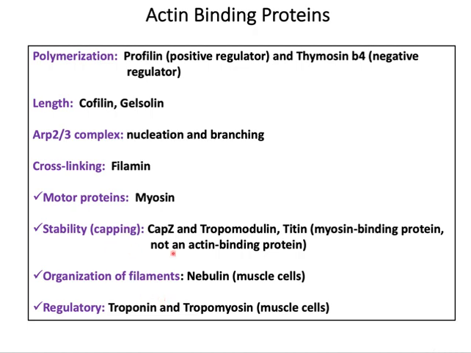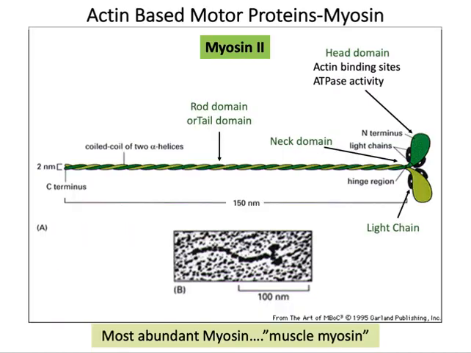These include CAP-Z and tropomodulin. I want to add another one, titin, which is not an actin-binding protein, but a myosin-binding protein. And the other proteins involved in the organization of filaments, such as nebulin, which we'll consider in this part as well. In addition, we'll talk about two regulatory proteins, troponin and tropomyosin, found in muscle cells.